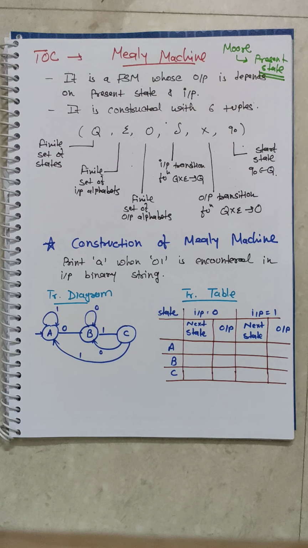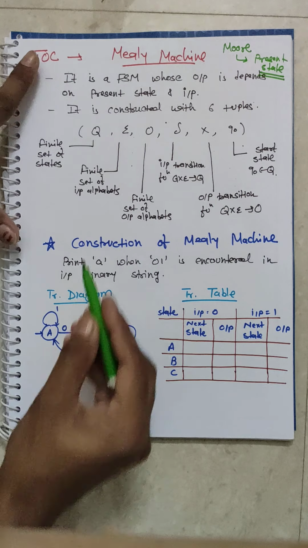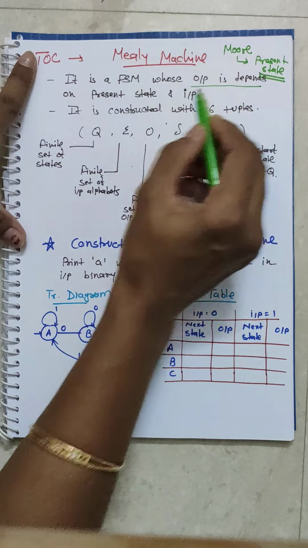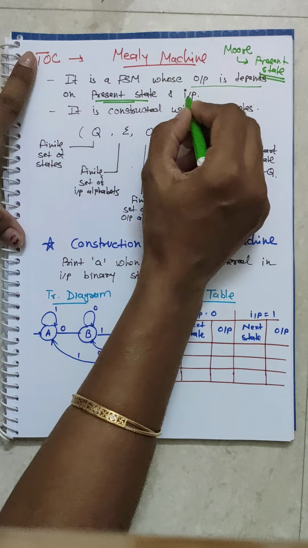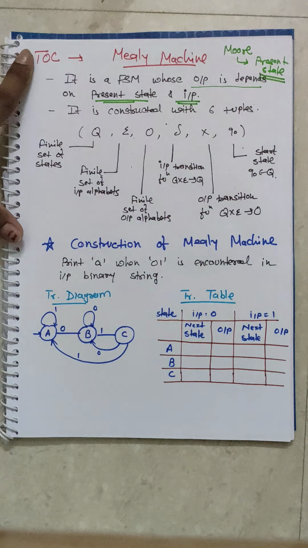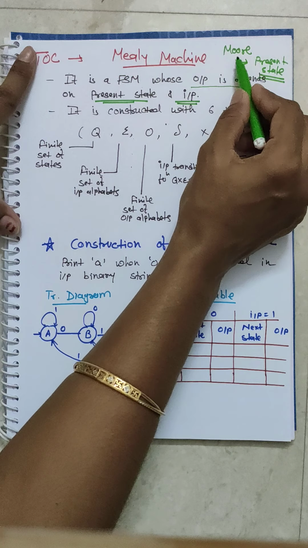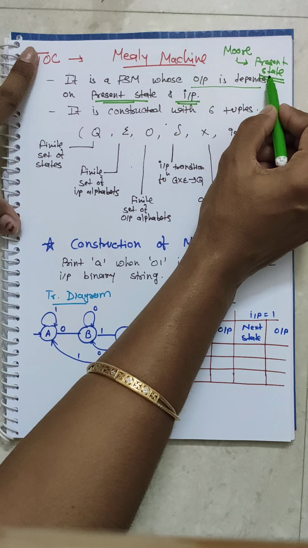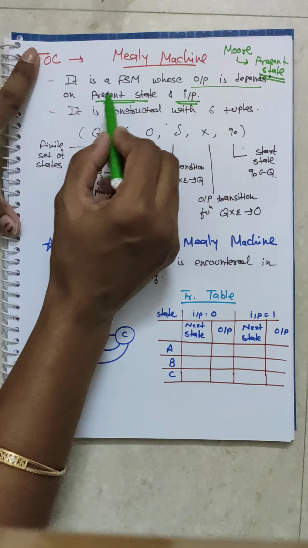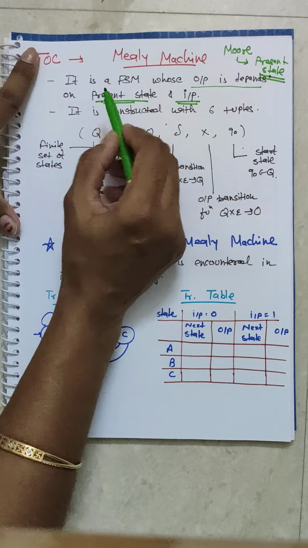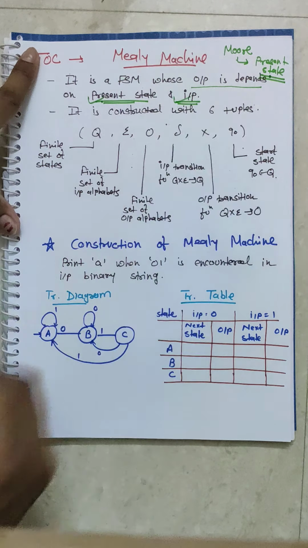Okay. While the Mealy machine differs from the Moore machine, the Mealy machine is an FSM, a finite state machine, whose output depends on the present state and input. While in the Moore machine, the output depends only on the present state. In the Mealy machine, the output depends on the present state as well as input.